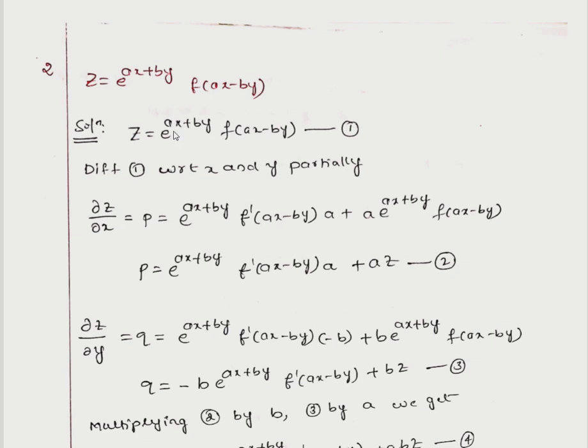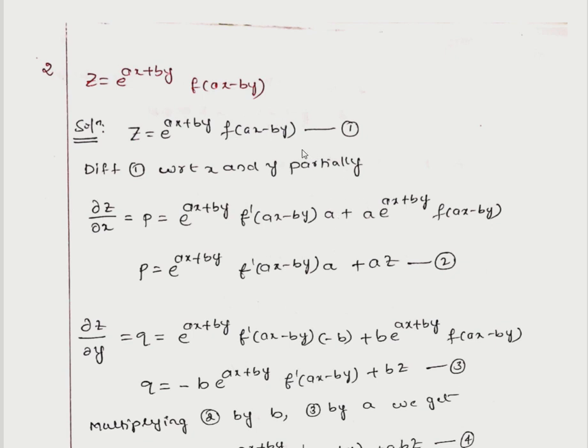Therefore, what is the product rule? First function into differentiation of second with respect to x. What is the differentiation of f? It is f dash of x minus by into chain rule. Here what is the differentiation of x? That is 1. 1 into a is a. Here with respect to x, minus by is the constant. The differentiation of a constant is 0.